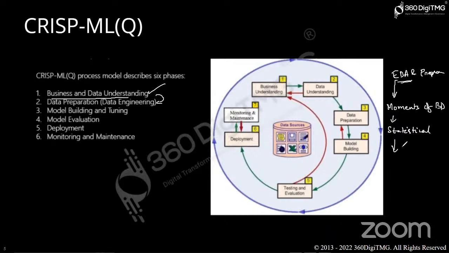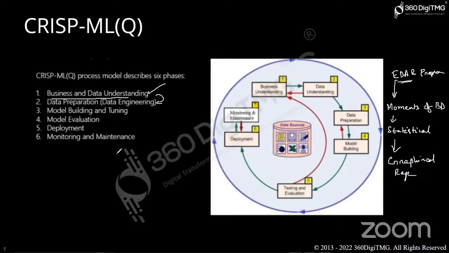We also have something known as graphical representation. Moments of business decision are of four basic types: first moment, second moment, third moment, fourth moment. And then we have graphical representation, which is of three basic types: univariate analysis, bivariate analysis, and multivariate analysis. Anything more than two comes under multivariate analysis.